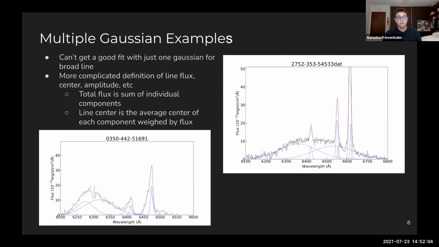We also have to measure the amplitude and the sigma or full width half maximum of these examples of these AGN, but that is more complicated to define because each component has its own amplitude and width, so we have to think about how to actually measure that.